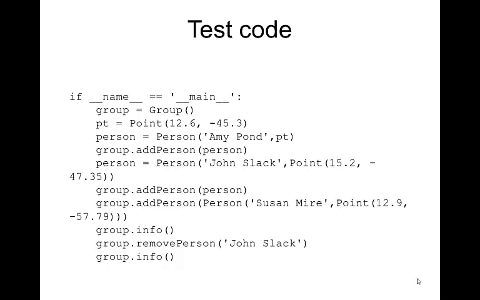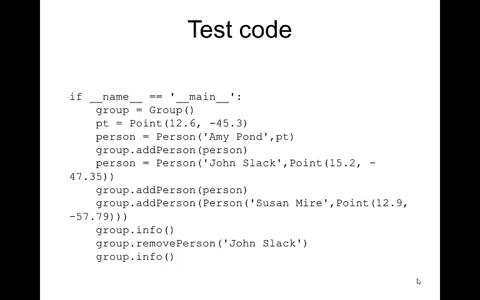I create a point object, and then I create a person object with a name with that point object. I then add the person to my group. I can also create a new person object using a different syntax. Note, I created the point on one line and the person on one line here. Here I'm creating a person all on one line, and I've got the point creation embedded within the person creation. I add the second person. So I've now got a group with 2 people in it. Then I'm going to add my third person.